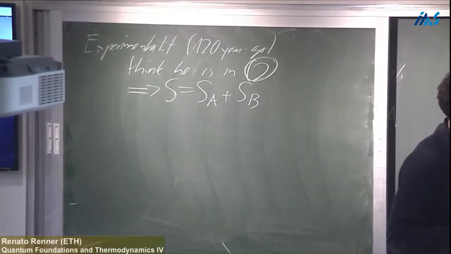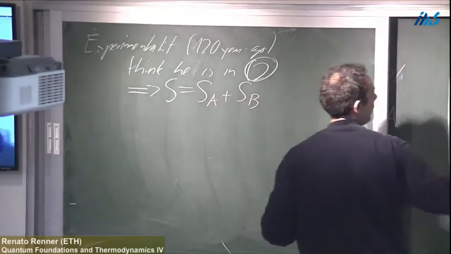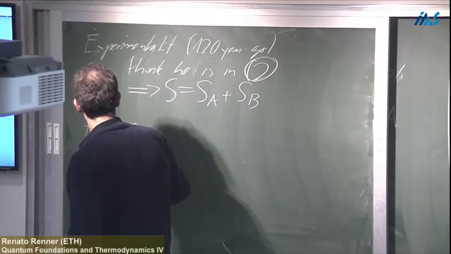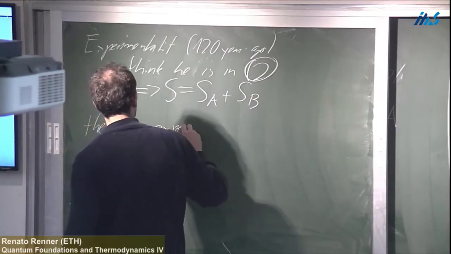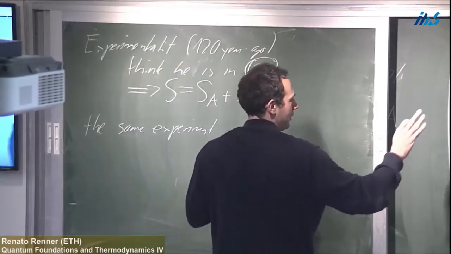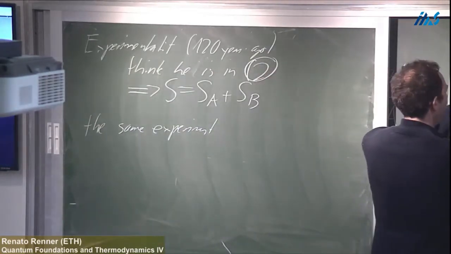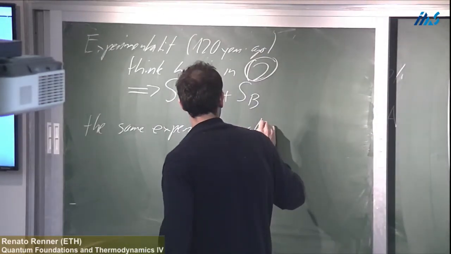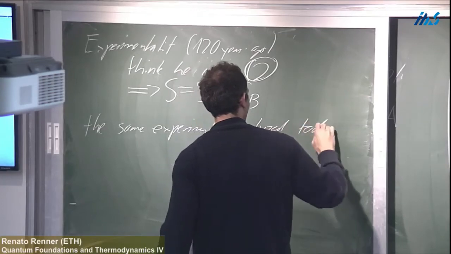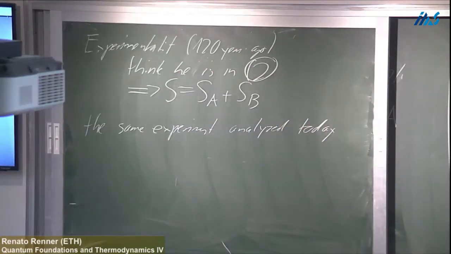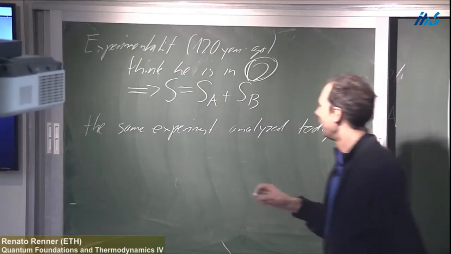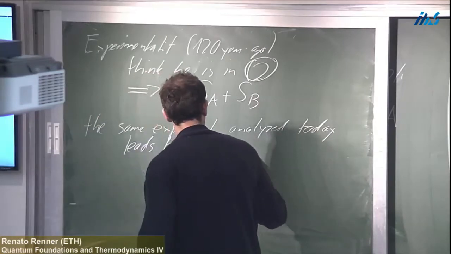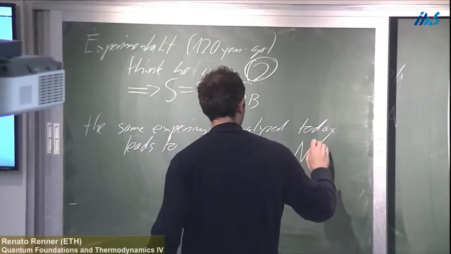Now, later this experimentalist, of course, may discover that he was wrong, and actually they are distinguishable. So it's the same experiment we do. There's nothing different we do. We just put the two compartments together and open a wall. Analyzed today, now we know there are different isotopes. So in this situation, this calculation would lead to S equal SA plus SB plus N.